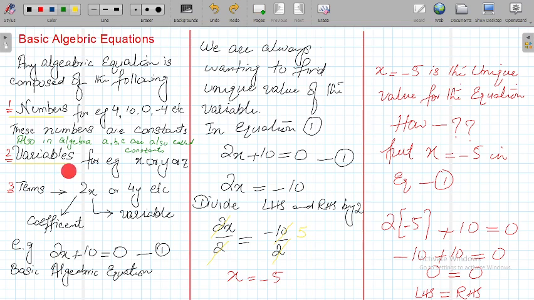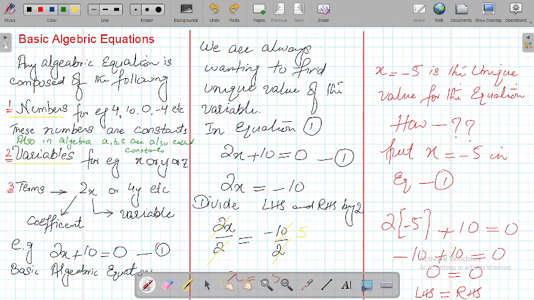Then an algebraic equation will also have a variable. That variable will always be in the form of x, y, z, or w. Remember, a constant is a fixed value. This a, b, c or 4, 10, these are all fixed values. For example, we can say this a is equal to 2, so it becomes the same as a value like 4 or 10. So these are fixed values, constants.